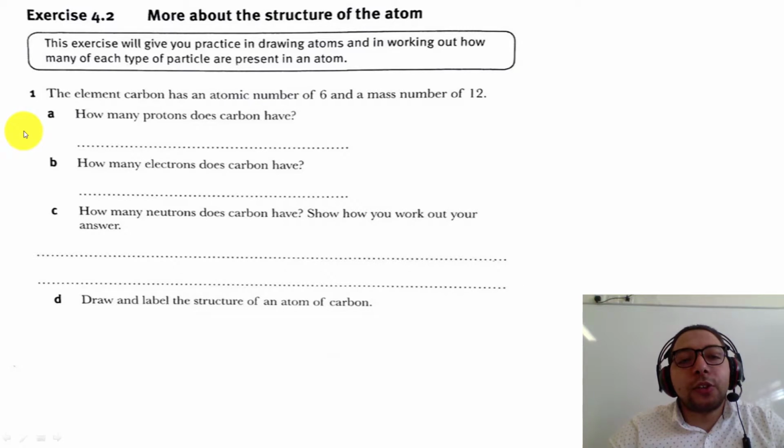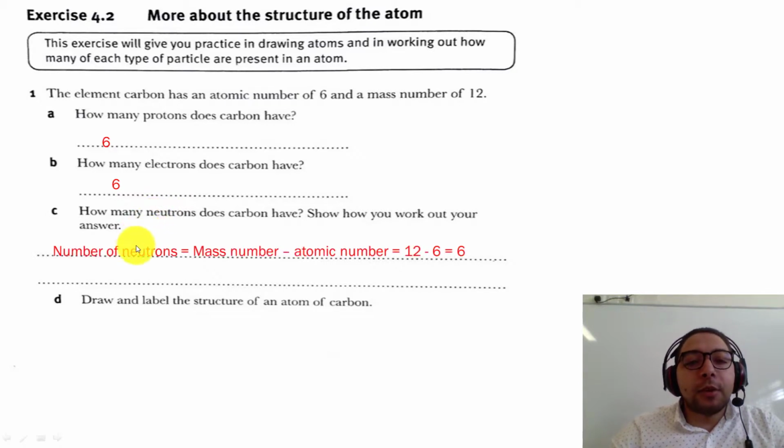Right now, the first question, we have the element carbon has an atomic number of 6 and mass number of 12. A, how many protons does carbon have? We said carbon is going to have atomic number. This number represents the number of protons, number of electrons. So we have 6 protons and we have 6 electrons. How many neutrons? Remember, we said we get the mass number minus the atomic number. So mass number minus the atomic number is going to be 12 minus 6 equals 6.